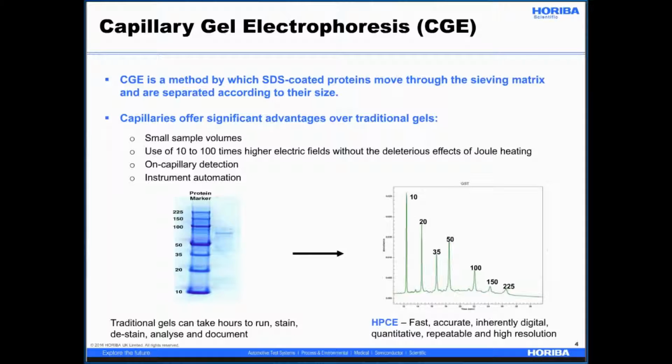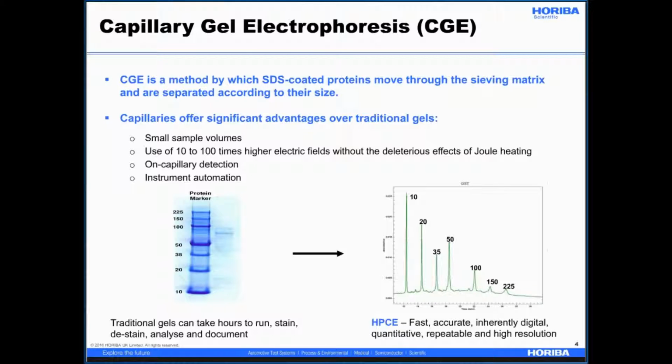Here at the bottom we have a molecular weight ladder that was run on both a traditional slab gel and the HPCE 512. Traditional gels can take hours to run, stain, destain and analyze. Once the gel has finished running, the user then has to scan the bands to obtain quantitative information, which is time-consuming and laborious. There are also high levels of inaccuracy associated with trying to quantify bands on a gel. We can see on the gel here that it has the characteristic U-shaped bands, which make quantification difficult.